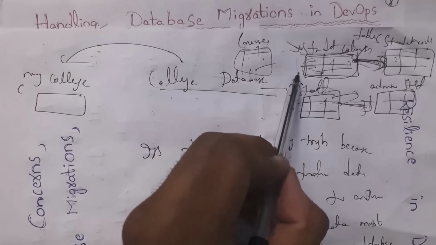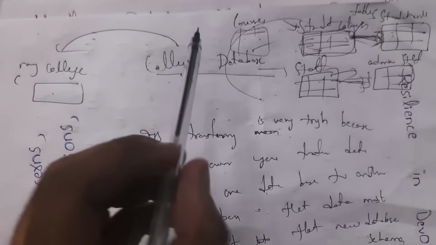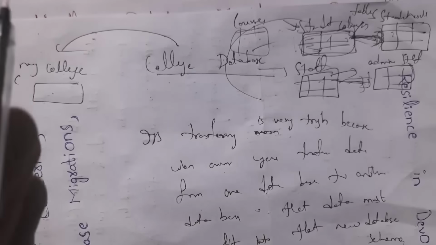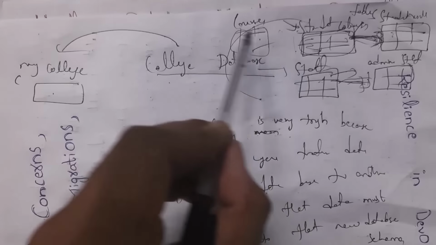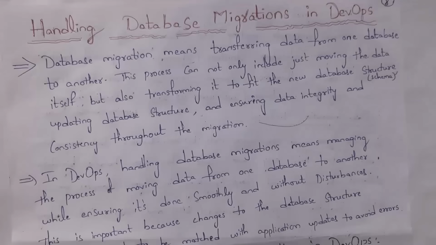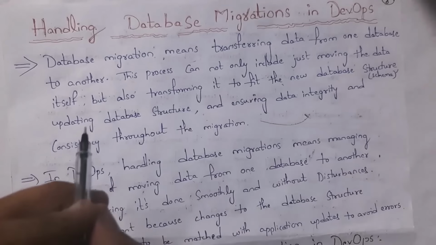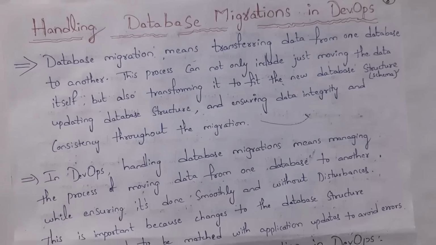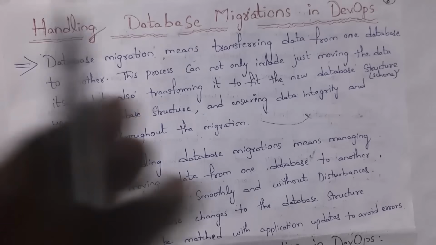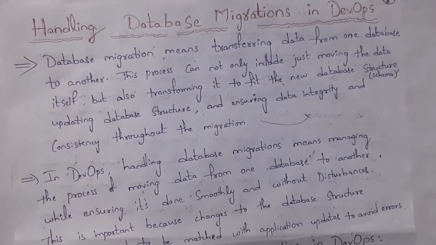Whenever you transfer data from one database to another database, this data must fit the new database schema. Schema is nothing but structure. This data must fit the new database structure. So database migration is not only moving data from one database to another, but also making sure the data fits the new database schema, and ensuring data integrity and consistency throughout the migration. Guys, data integrity and consistency is nothing but correctness of data. Whenever you transfer data, the data must be correct. There must not be any loss of data.